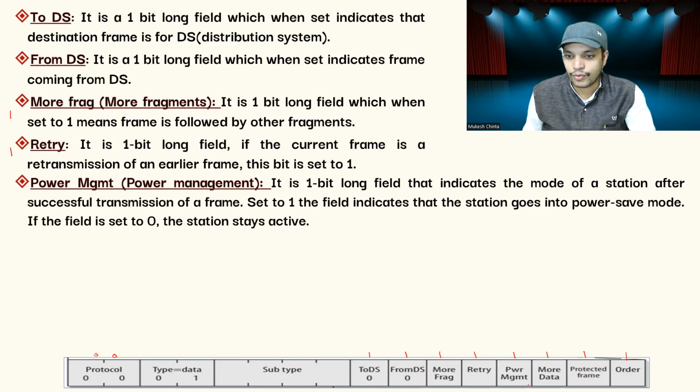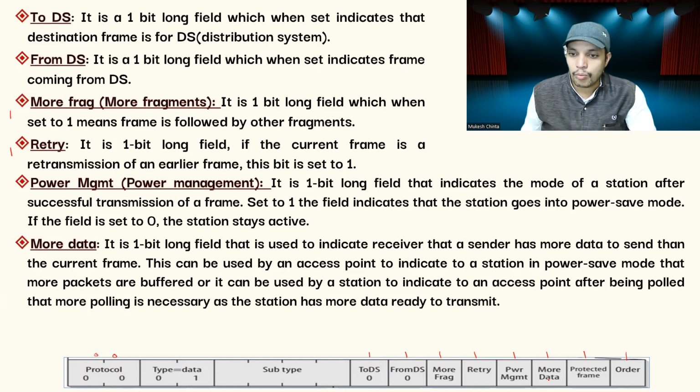After that, we have another field called more data. Once again, more data indicates to the receiver that there are some more frames which have been buffered and which will be sent after this frame. Please do not get confused between more fragments and more data. More fragments indicates to the receiver that other fragments follow for this particular frame. More data means there are other frames which are to be sent to this receiver.